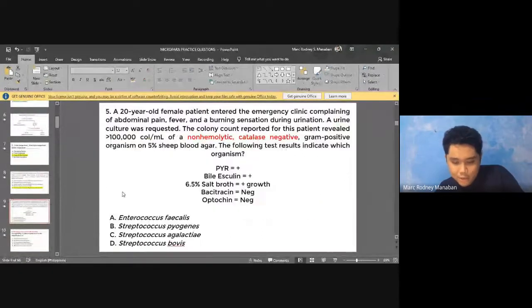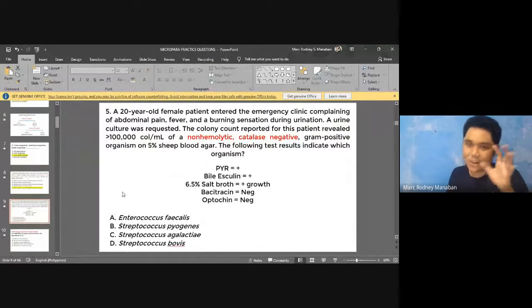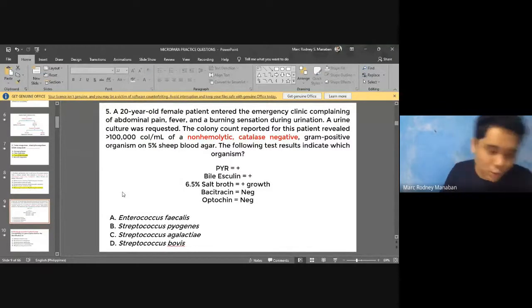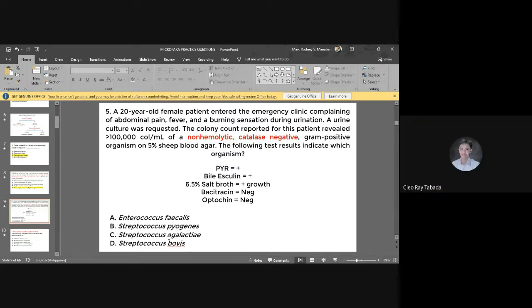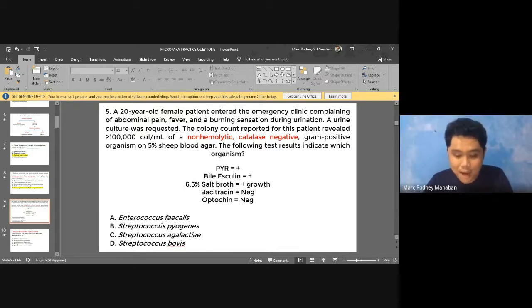Next, we have a case study. A 20-year-old female in the ER complains of painful urination. On urine culture, they found non-hemolytic, catalase-negative organisms. Look at the choices to see which can be eliminated. Streptococcus pyogenes and agalactiae can be eliminated because both of them are beta hemolytic. So A and D are left.